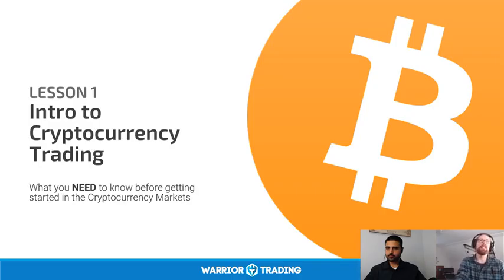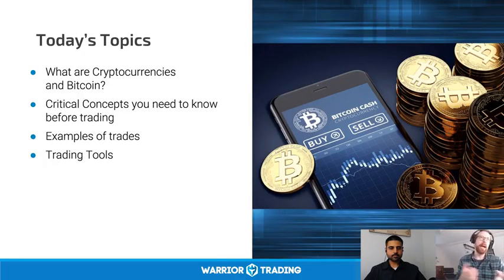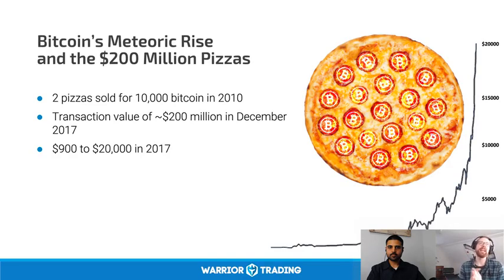So a couple of the topics for today: what are cryptocurrencies, and of course, what's Bitcoin? Bitcoin is the big one, but it is just one of many cryptocurrencies. Secondly, we're going to talk about the critical concepts that you need to know before trading. These will help you become more profitable sooner and help you avoid the common mistakes that many beginner traders make. We're also going to show you examples of some really good trades, and I'm going to walk you through some trading tools, including how to open an account with Coinbase, how to link it with GDAX, and how to take your first trades. All right, so let's get into it and start by talking about the $200 million pizzas.